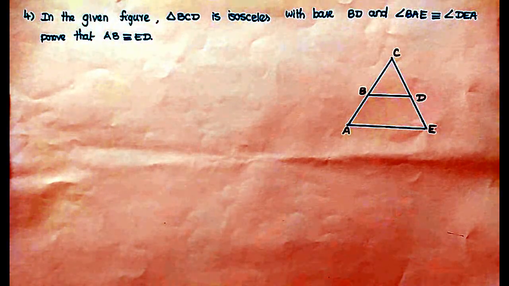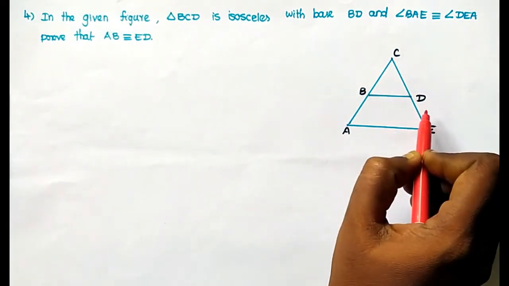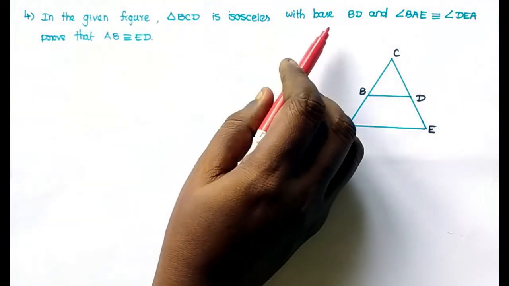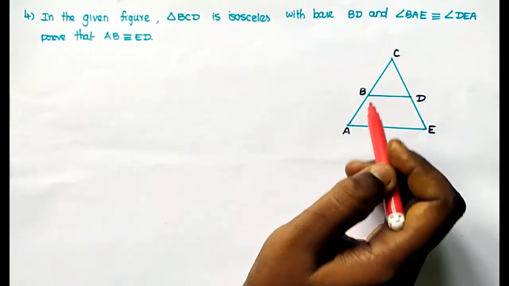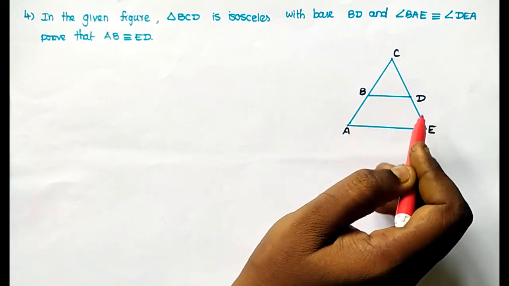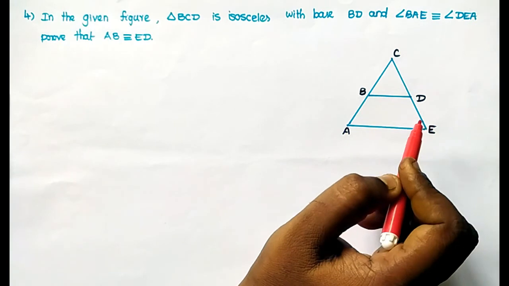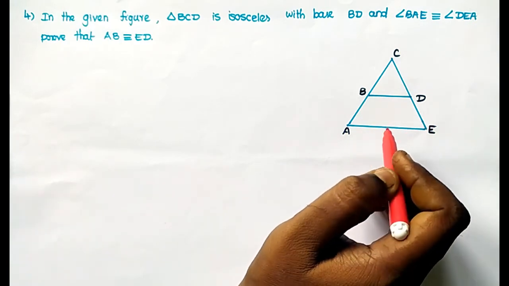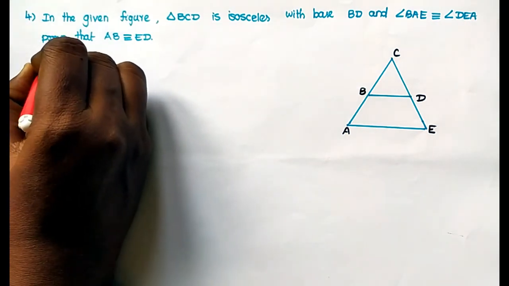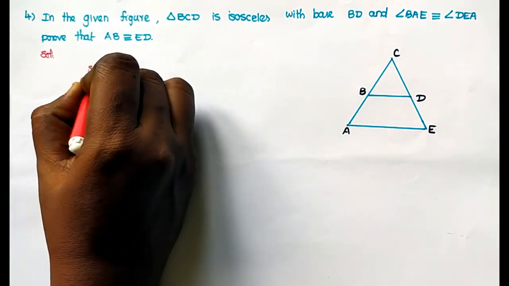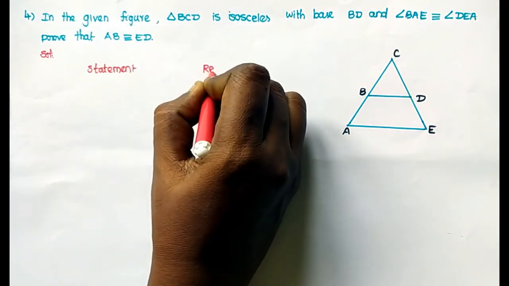Fourth sum, in the given figure, triangle BCD is isosceles with the base BD and angle BAE is congruent to DEA. Prove that AB is congruent to ED. Write down the solution, statement and reason.